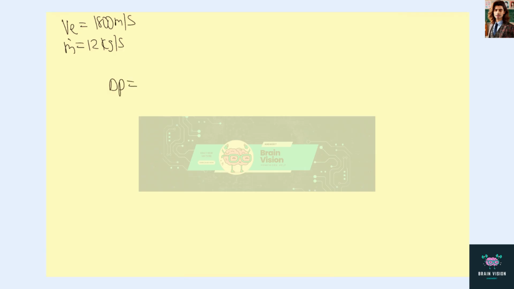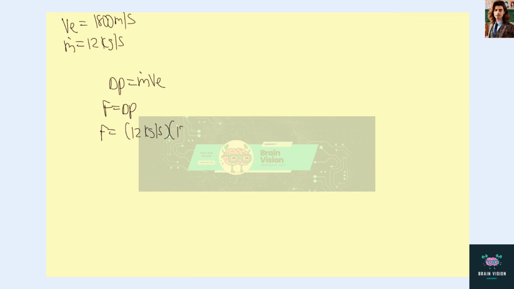Our change in momentum is m dot times v of our exhaust. Now our force is just equal to our change in momentum. So we could substitute our values. We have 12 kilograms per second times 1800 meters per second. We get a force of 21,600 newtons.